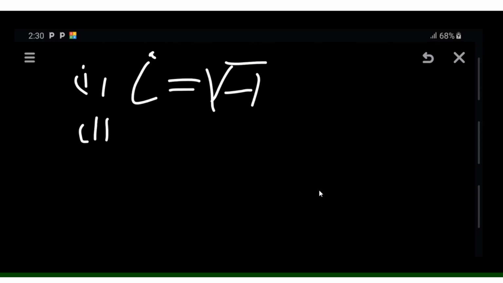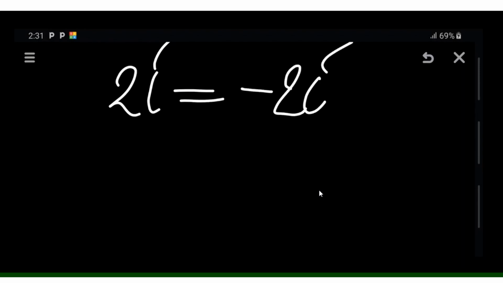And second, you have i squared, which is just equal to -1. And then number 3, each complex number has its conjugate. So we say if you have a complex number of 2i, its conjugate is just equal to minus 2i. This is a complex number, and this is a conjugate.